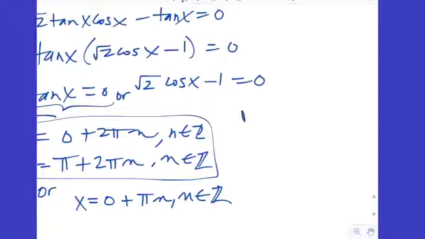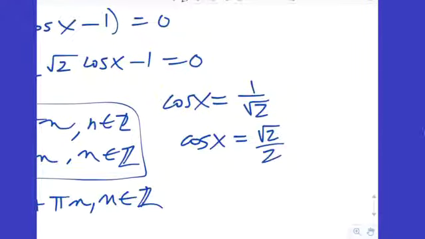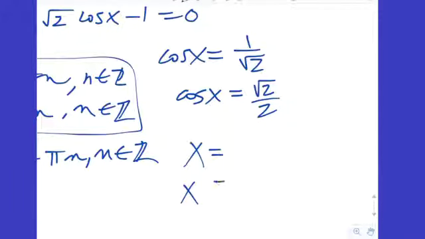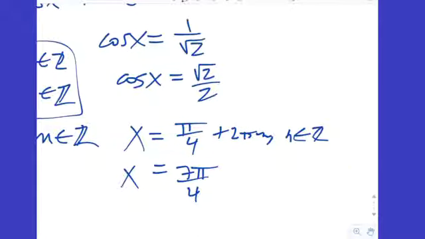And then over here, when you solve, you get cosine equals 1 over the square root of 2. What's another name for 1 over the square root of 2? Square root of 2 over 2. Yeah, so that puts it in a more recognizable format. So now from the unit circle, there's 2 answers. Where is cosine equal to positive square root of 2 over 2? Pi fourths and 7 pi fourths. Excellent. Plus 2 pi n, where n is an integer. And then over here, plus 2 pi n, where n is an integer.